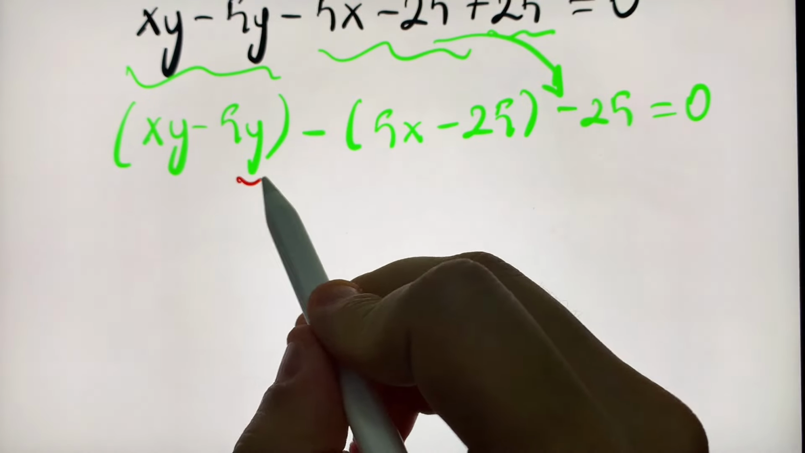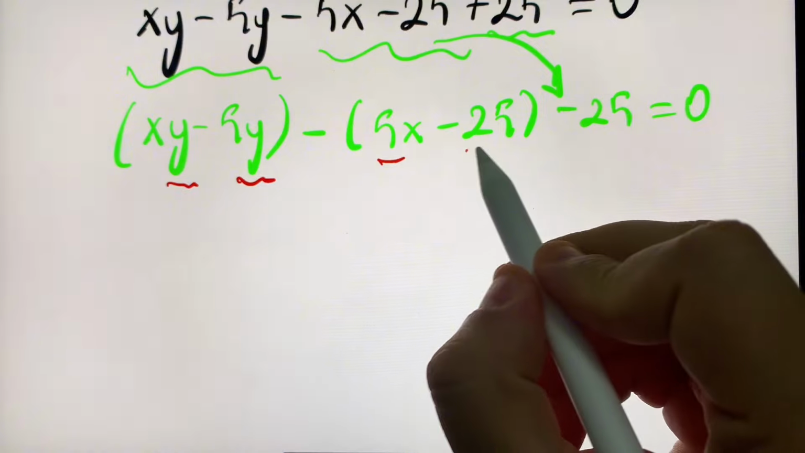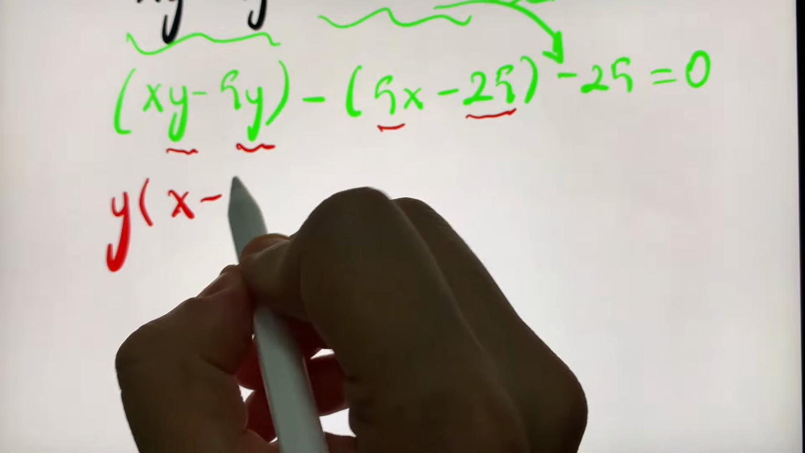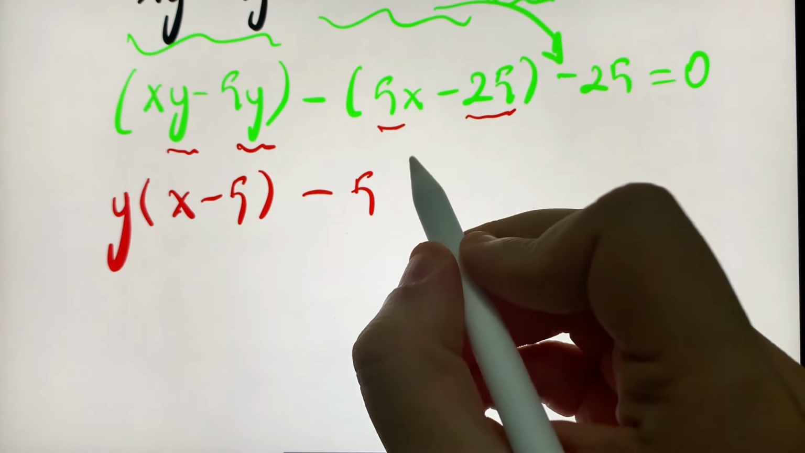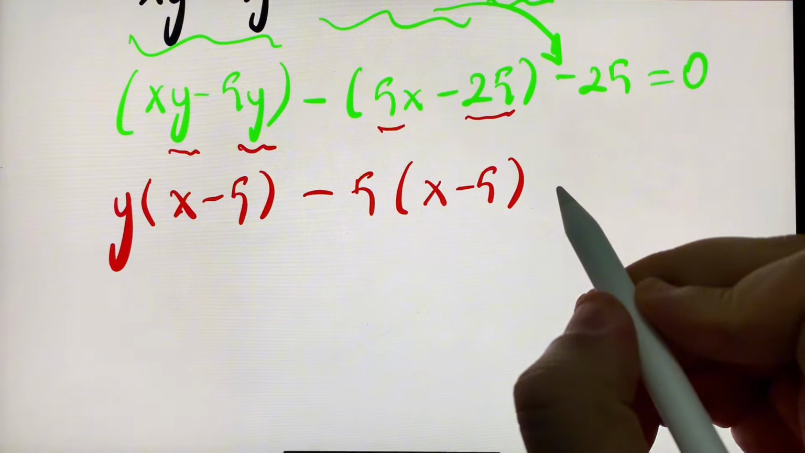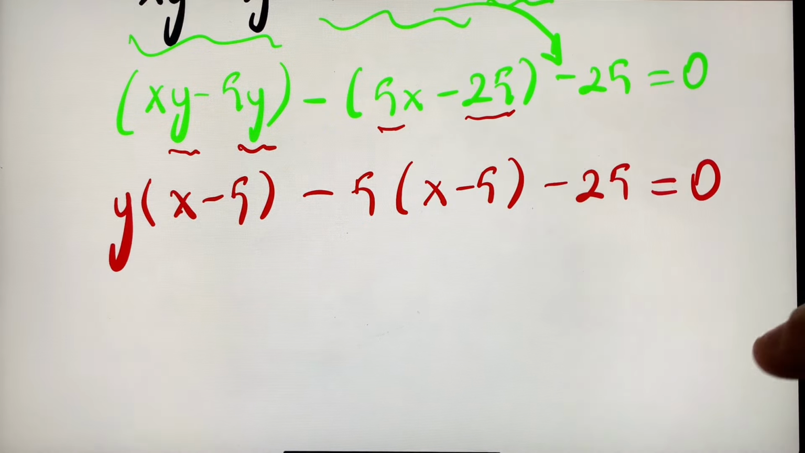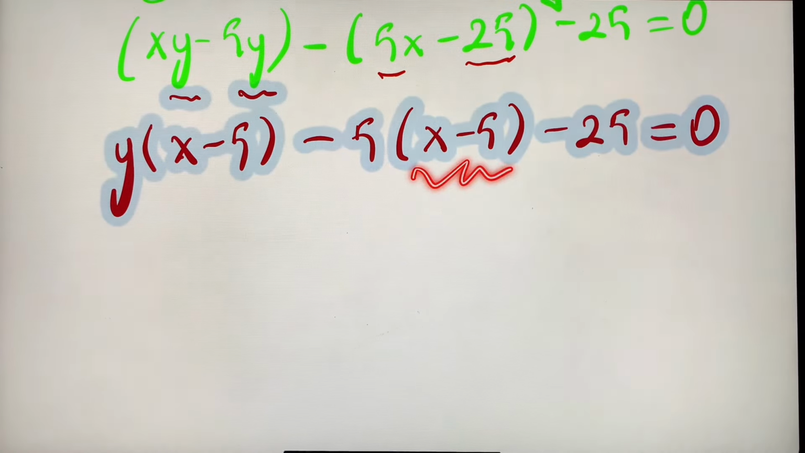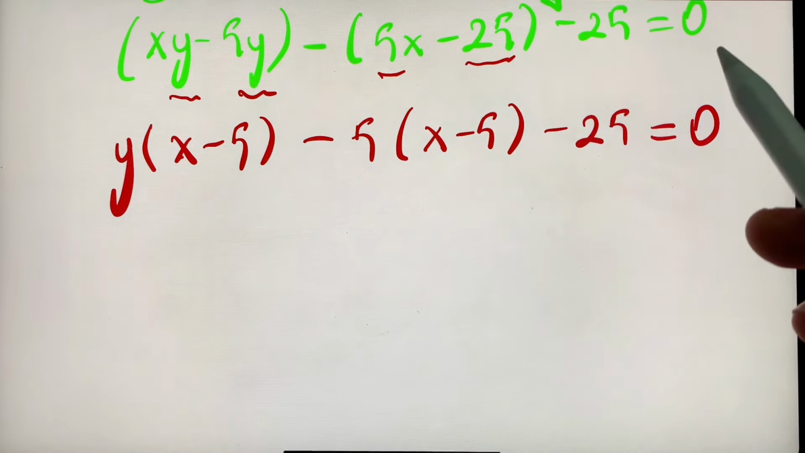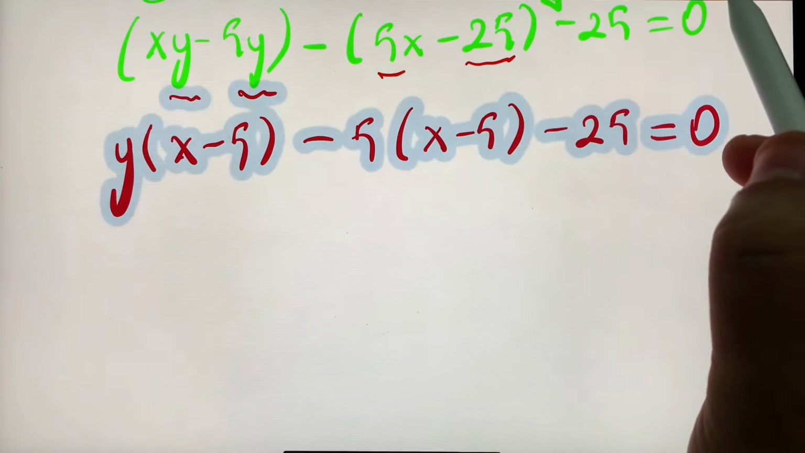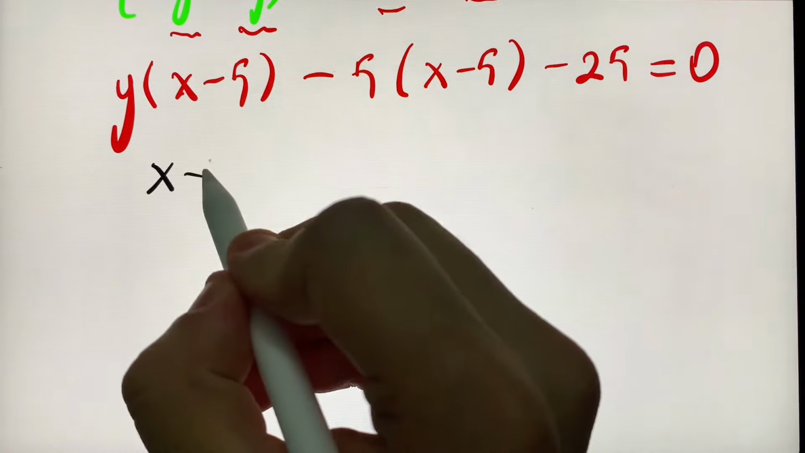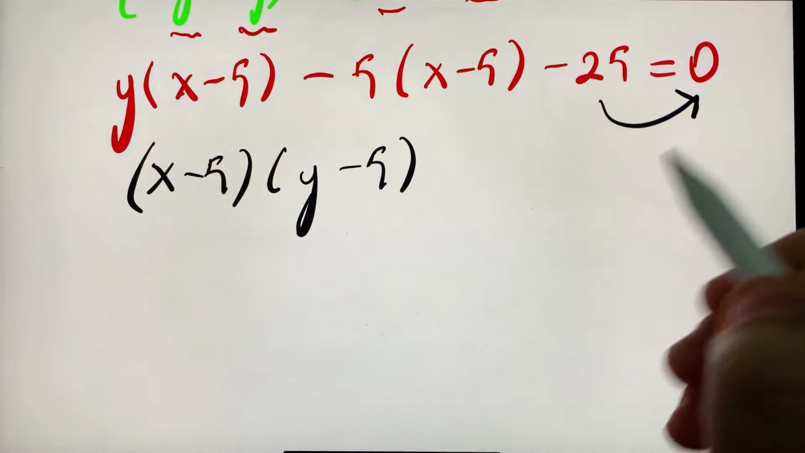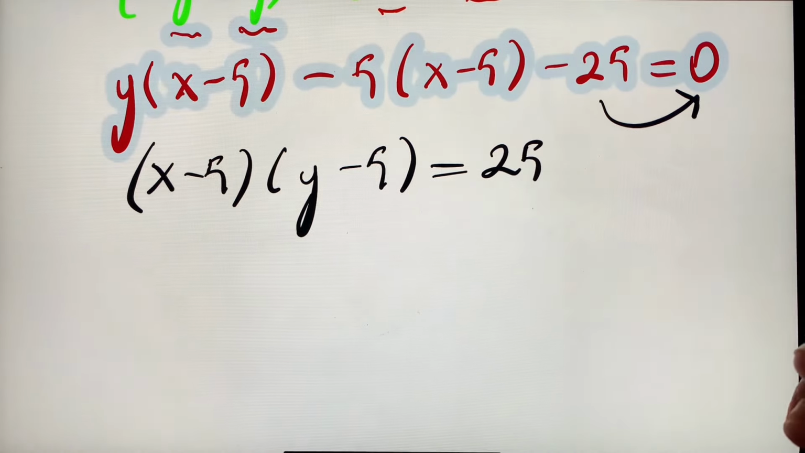Be careful in this part. Let's try to write the expression like that: y times (x minus 5) minus 5 times (x minus 5) minus 25 is equal to 0. If you pay attention, there is the same expression here and here. Then what can I do? I can take the (x minus 5) bracket out. In the (x minus 5) bracket, what will come? y minus 5. Let's throw this 25 across. Yes, we got this result.